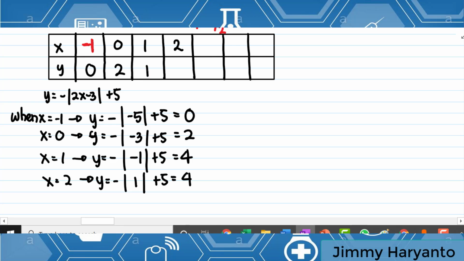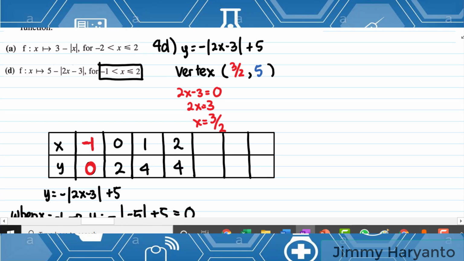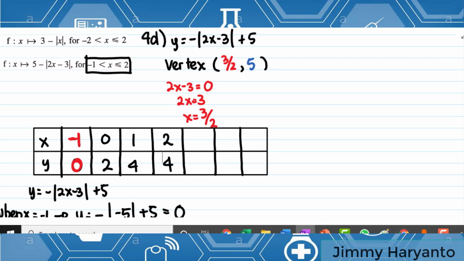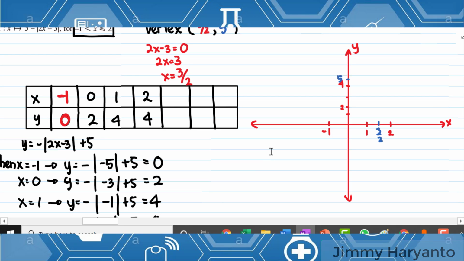So (0, 2), (4, 4), this one is not included. Yeah, not included means the inequality does not include the equal sign. If there is no equal sign there, then the number is excluded. Okay, and then you have to draw it. Let's plot the points first. The first is -1 and 0 is not included, so you will draw a blank dot.